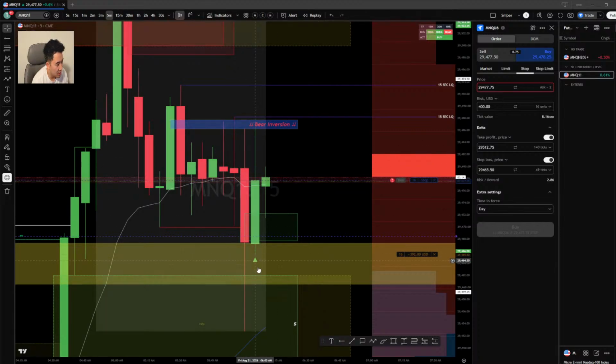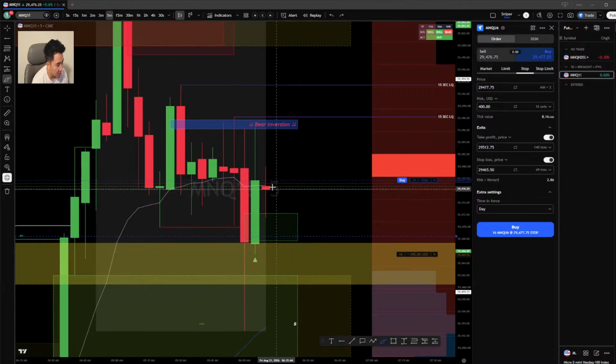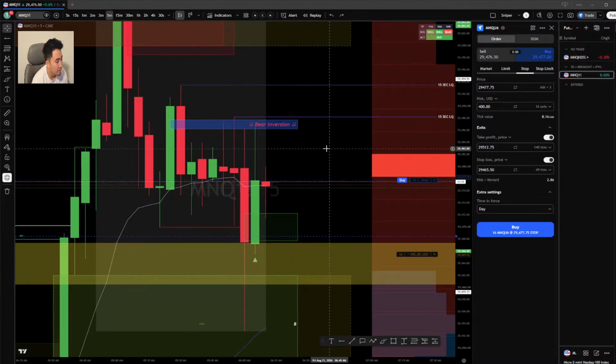So it broke out here because there's lots of buyers that got in. Sometimes it'll fake out. And what we'll do is wait for price to come back down, tag this low right here to sweep out those buyers, and then come back up to where it initially broke out, and that's where you would enter.